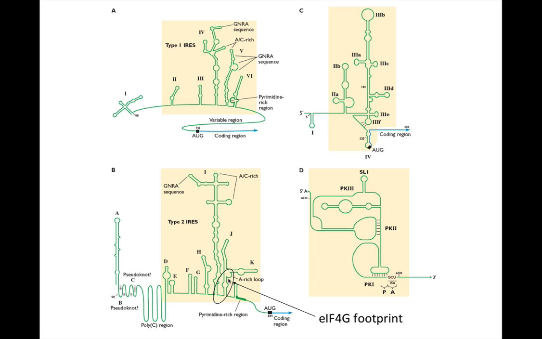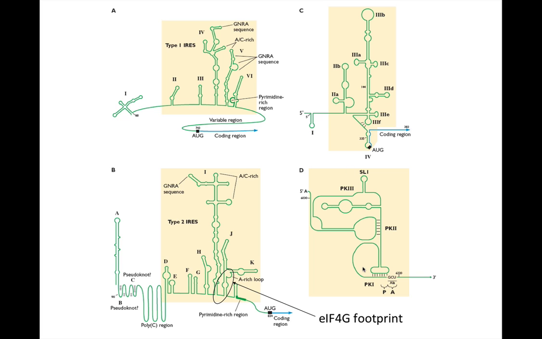Here on the next one is the type 2 IRES, which is found in other picornaviruses. You can see also extensively structured, but different. And here, this oval is what we call the EIF4G footprint. Remember, EIF4G is that large linker protein that helps nucleate the ribosomes onto the 5' end of mRNAs. And we believe that the 4G binds right to the IRES, and that's how it recruits ribosomes. We'll come back to that in a minute. On the upper right is the IRES of hepatitis C virus, and at the bottom is the IRES of an insect picornavirus, cricket paralysis virus.